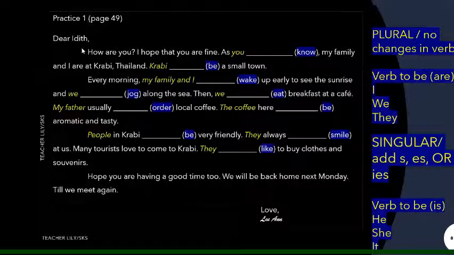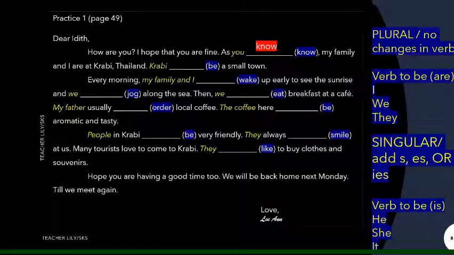Okay, we'll read together. Dear Edith, how are you? I hope that you are fine. As you know. You here is plural or singular? You is one person, but it is plural. So what is the answer for this? In the bracket the verb is know. Do you need to add s or es or ies? Very good. The answer is no.